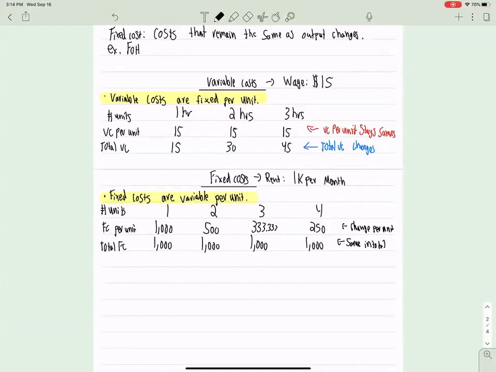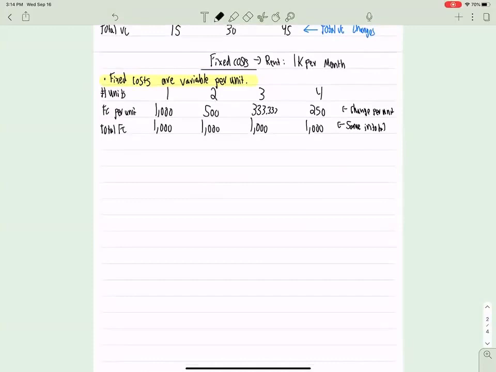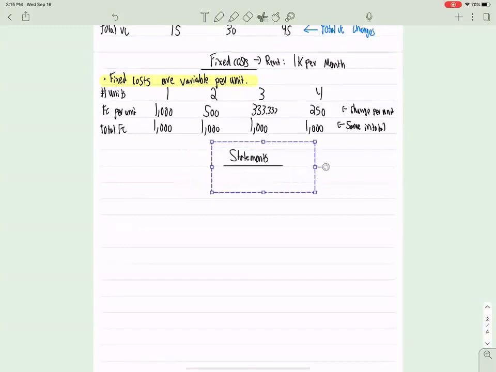Now, to give you these statements, I'll show you essentially the macro version of these statements. So let's talk about the statements now. The macro level version of these statements.